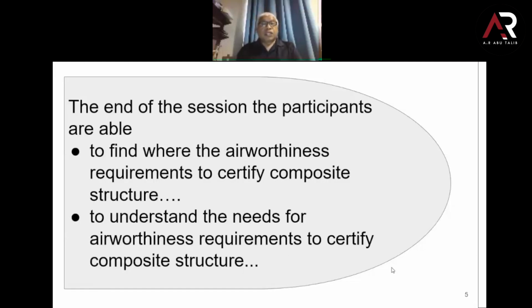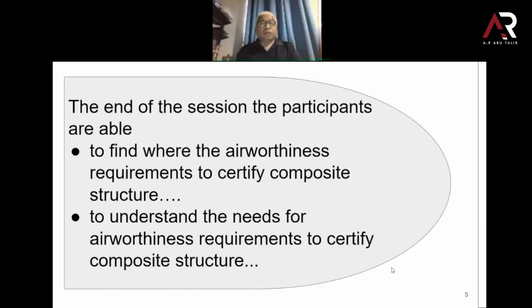At the end of the session, this is a very brief session and a wide area. It's not very specific, but at least at the end of the session, the participant will be able to find where the airworthiness requirements are. If you are working on design or repairing aircraft related to composite structure, after this session you will be able to see where the airworthiness requirements are that you need to focus on.